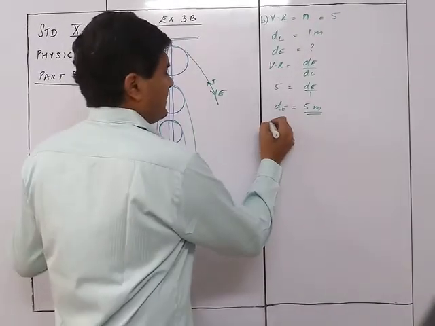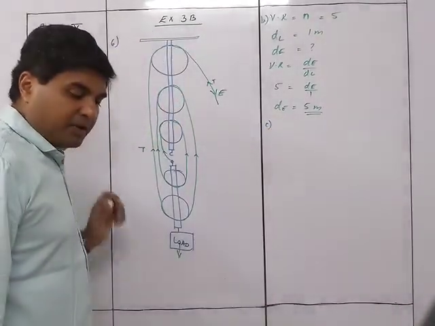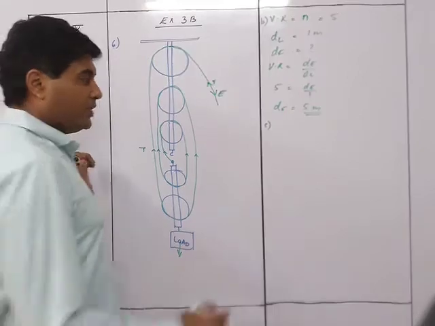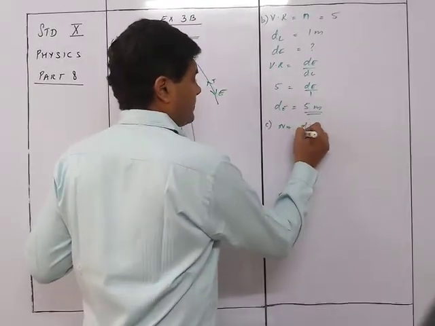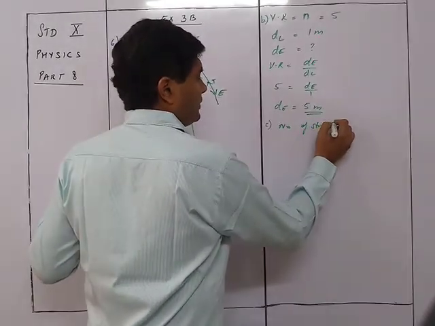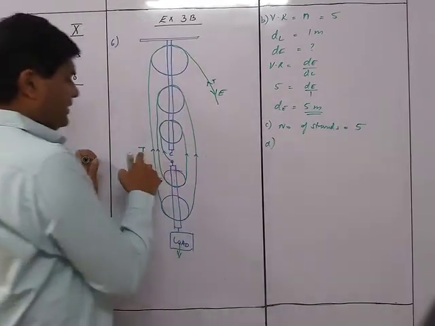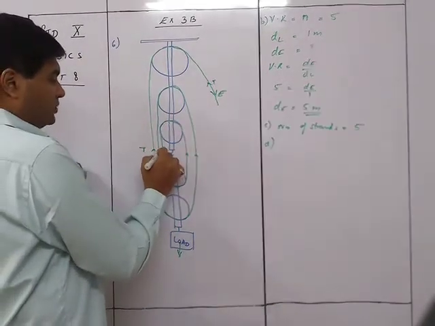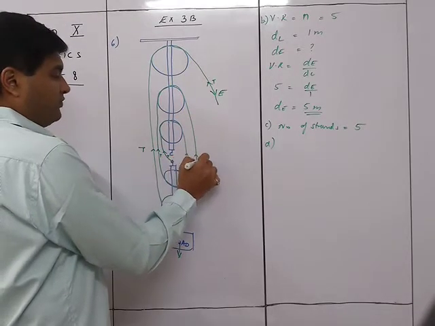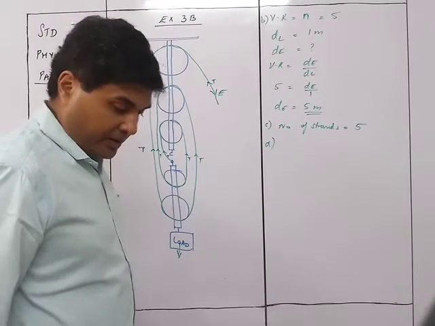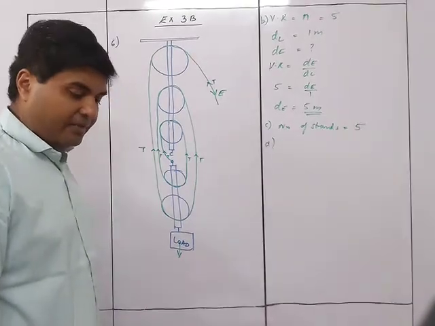Then we see the C part. The C part is, state the number of strands of tackle supporting the load. So the number of strands is equal to 5. That is what we have seen: 1, 2, 3, 4, 5. The 5 arrows here, 1, 2, 3, 4 and 5. The 5 tackles.